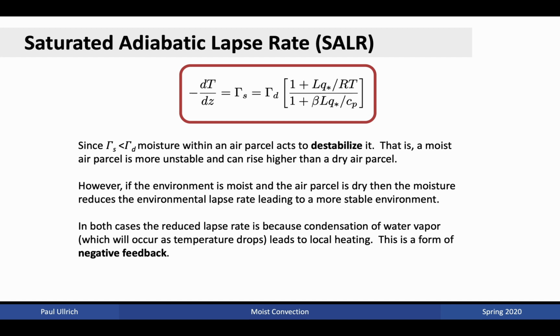Recall from our discussion of dry convection that the shallower the change of the background temperature with altitude, the more stable the surrounding environment. In both cases, the reduced lapse rate is because of condensation of water vapor, which occurs as temperature drops and leads to local heating. This is a form of negative feedback process. That is, as the air temperature gets cooler, you have more condensation, which acts to counteract the cooling effect from adiabatic rising.